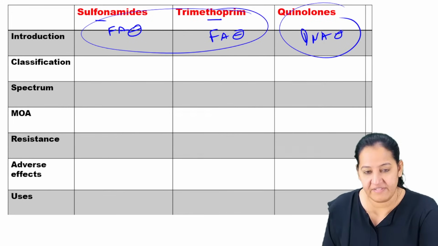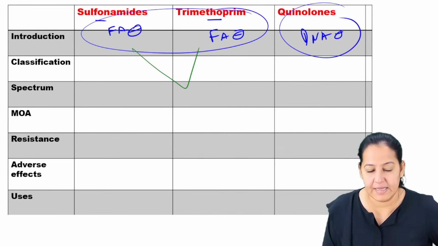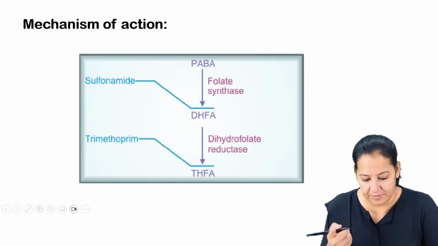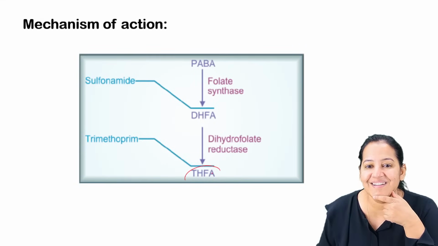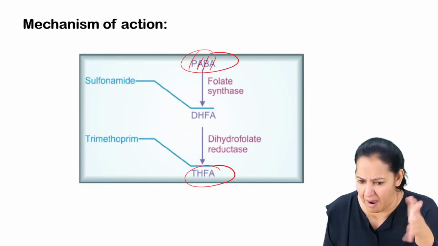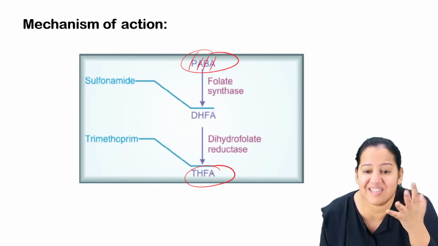First I will teach you these two together. Sulfonamide and trimethoprim. See, how is folic acid synthesized? Folic acid is synthesized from PABA, para-aminobenzoic acid. We call it PABA. It's a chemical.